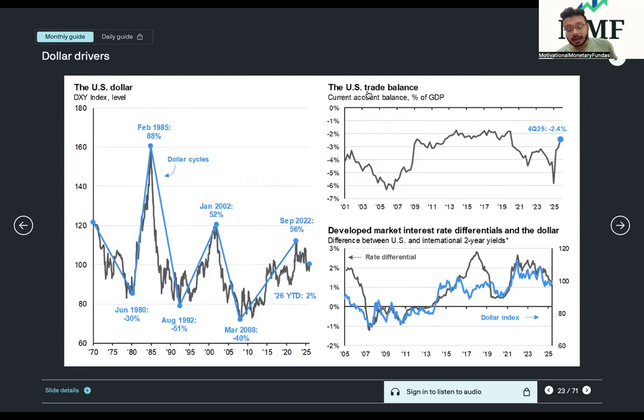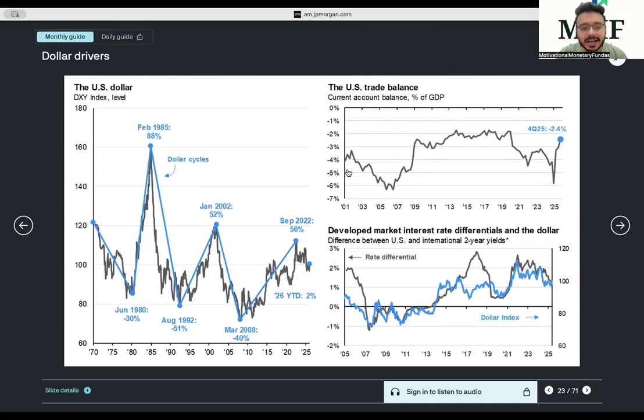So this chart is basically telling you the US trade balance in 4Q25, the current account as a percentage of GDP. The current account deficit was 2.4%. And the second chart is the developed market interest rate differentials and the dollar, right? The difference between the US 2-year treasury bond yield and a basket of other international markets' 2-year bond yields.